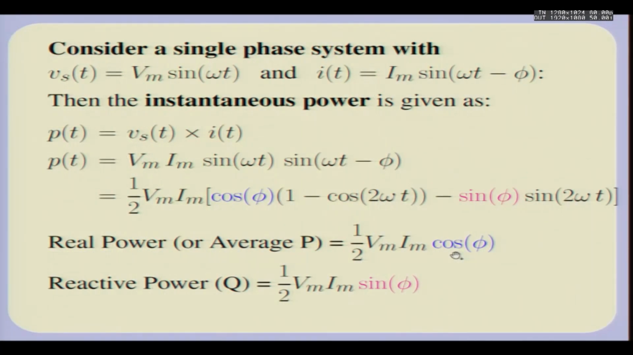What we see here is half of Vm Im cos phi. Half of Vm Im cos phi can be written as Vm by root 2 into Im by root 2 into cos phi, and Vm by root 2 is the RMS value. That explains why we use the RMS notation a few slides ago. Some people would like to use RMS notation. If you use RMS notation, this half need not be used here. You can directly use the product of the RMS values.